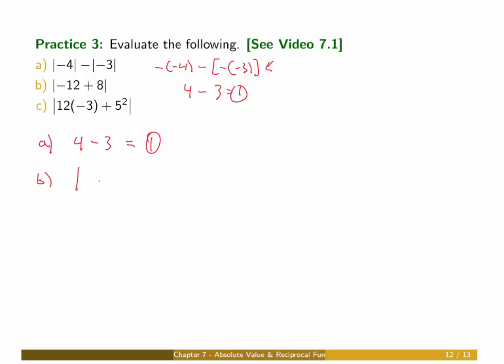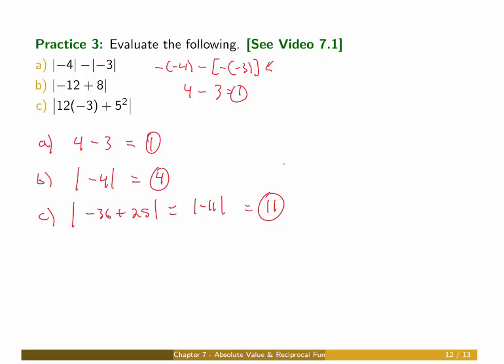For part B, negative 12 plus 8 is negative 4. However, we're in the absolute values, so this will come out to be 4. For C, we have absolute value of 12 times negative 3, which is negative 36 plus 25. That's what 5 squared is. So when we do this, we're going to have negative 11 all in the absolute value. This will come out to be a positive number. All these answers must be positive, particularly for B and C, because the whole expression is within an absolute value operation.